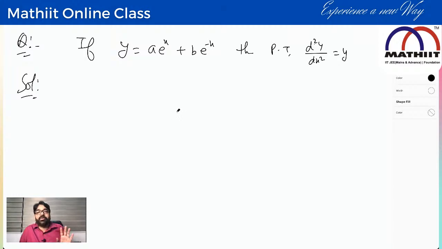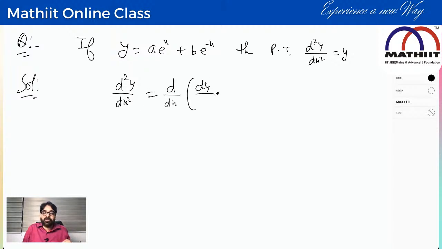Don't ever get confused, thinking, sir, this is d square y by dx square, is there any derivative formula? No, no formula you are going to learn. Please don't learn. Do it in a simple way. D square y by dx square means d by dx of dy by dx. So first my job is to get dy by dx.